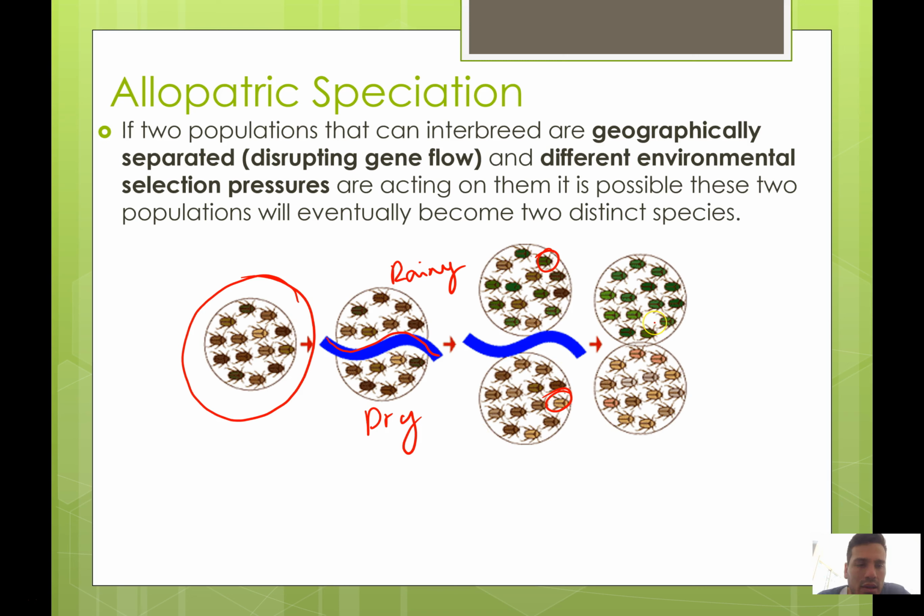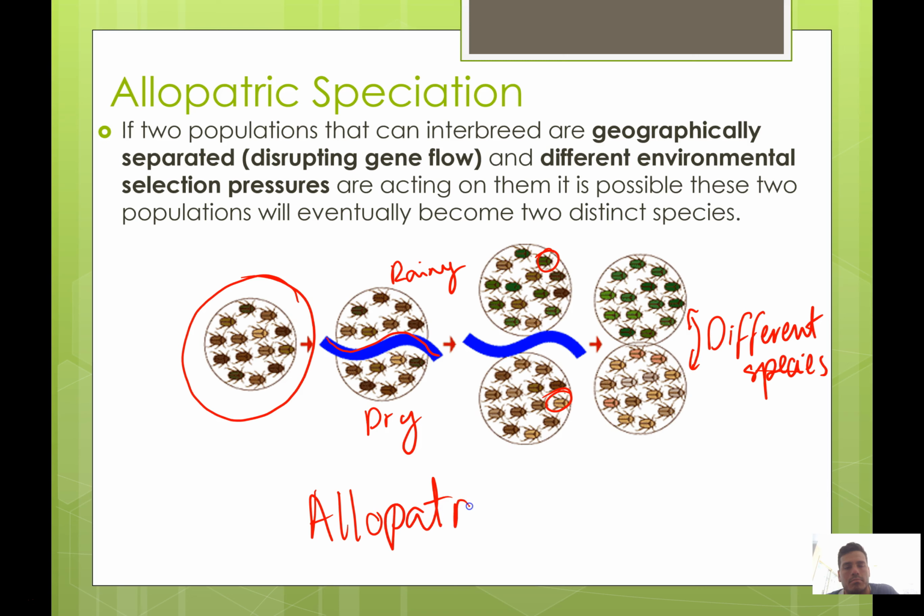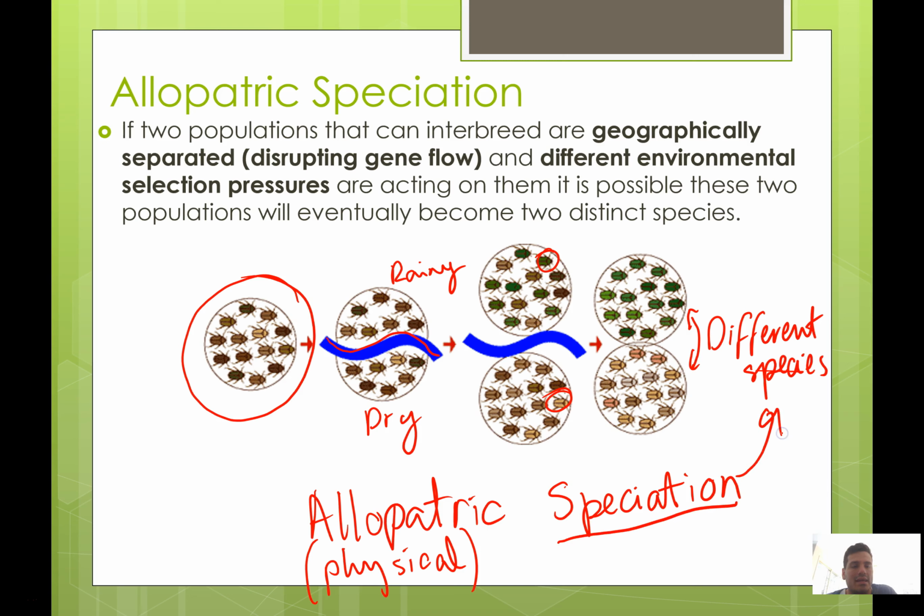If, for example, enough time passes and for some reason that river dries up, if these two populations can no longer interbreed, they are different species. All right, and that's why it's called allopatric, which is the physical separation of different species. So it's allopatric speciation. Speciation literally means becoming different species. Okay?